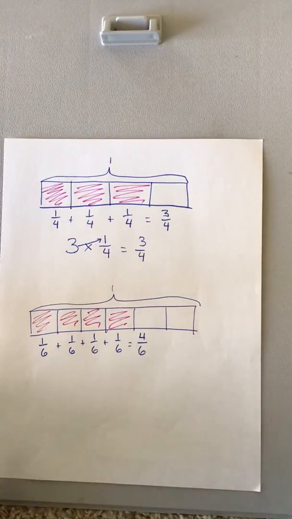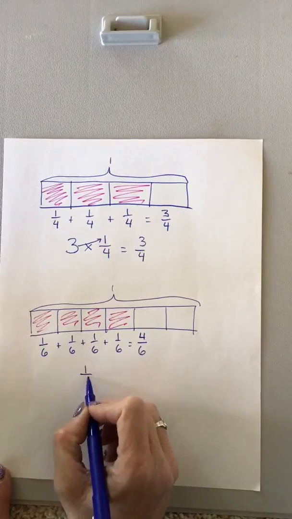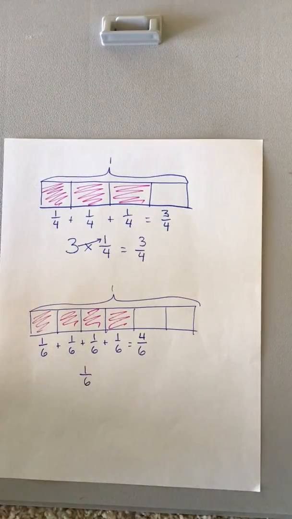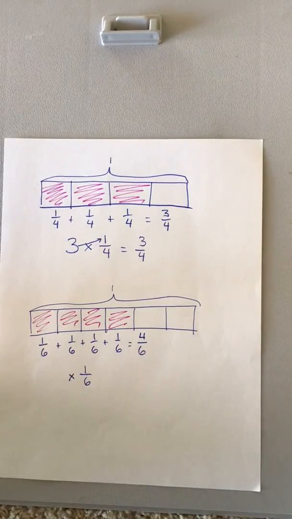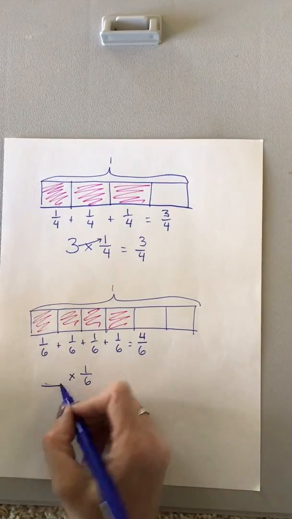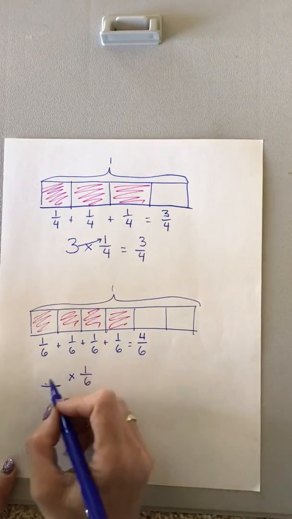So the unit fraction always has a 1 in the numerator. So we have 1/6. Okay. Now what I want you to do is put in how many parts did we just add together? How many equal parts? Got it? 1, 2, 3, 4. We have 4.